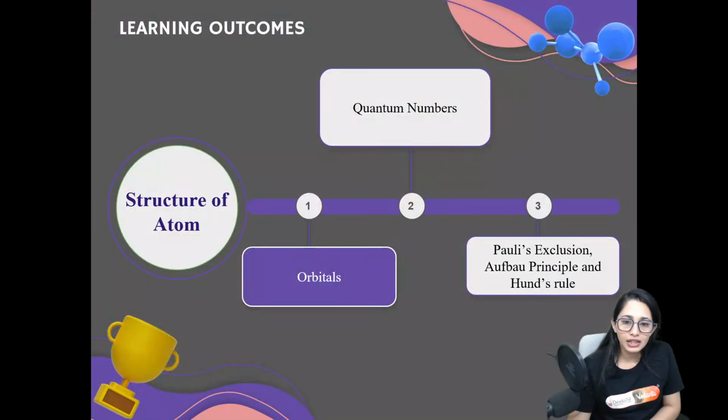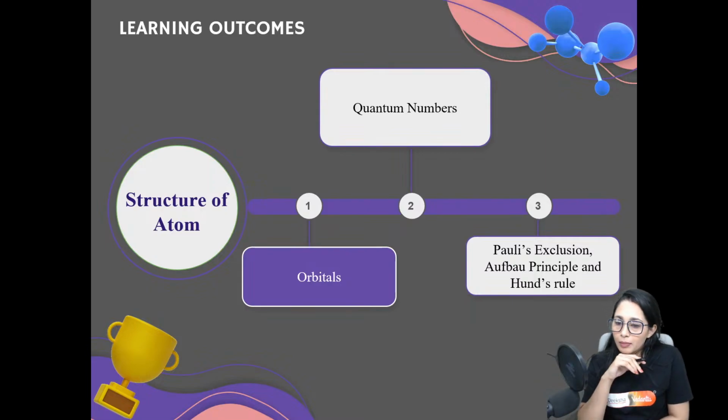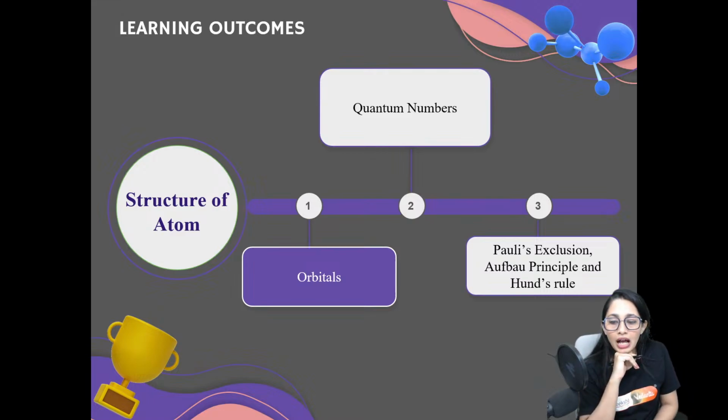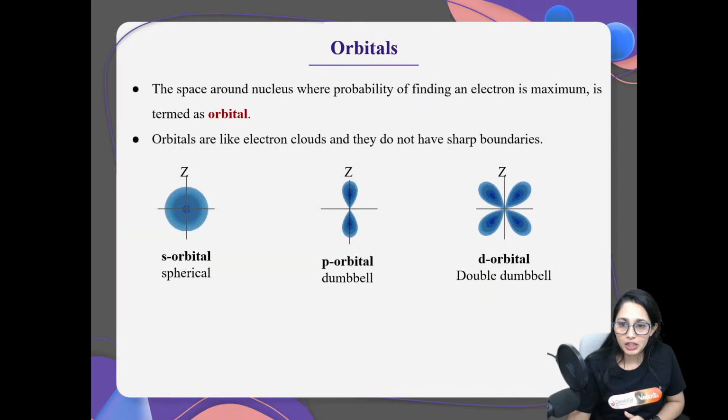Next, we'll discuss orbitals, quantum numbers, Pauli's exclusion principle, Aufbau's principle, and Hund's rule. Yes, we'll discuss that. Before that, we'll take a 5 minutes break now.